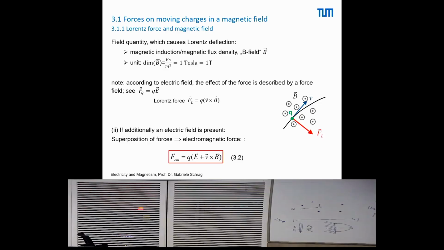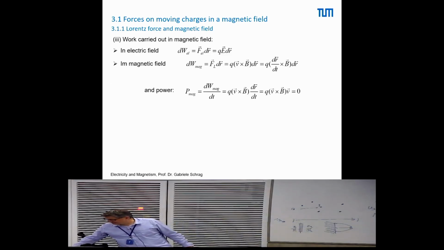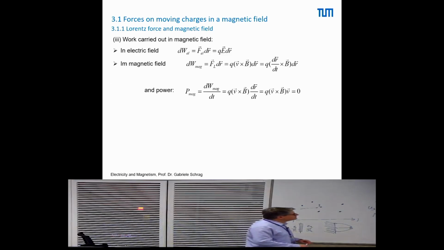Now, if we have electric and magnetic field presence, we move a charge, then we have these two forces, and we want to assess what is the work that is being carried out. So that differential element is for the presence of the electric field. So we have seen that already quite a bit in the first and also the second chapter. Now we take into account the second contribution to the total work.